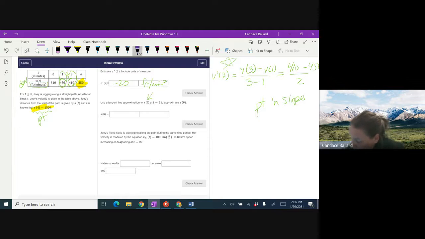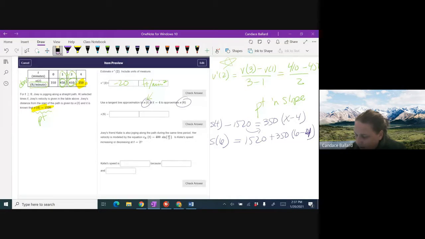All right, so we've got y minus the y value 1520 equals the slope 350 times x minus 4. I would leave it like that. I wouldn't try to mess with it, other than the fact that you need to change that y technically to s of t, because that's what they told us. And then I'm going to plug in s of 6. So s of 6, I guess I'll move this over to the other side. I'm going to need it over there at some point anyway. So plus 350 times 6 minus 4. I'm trying to do the calculation in my head already.